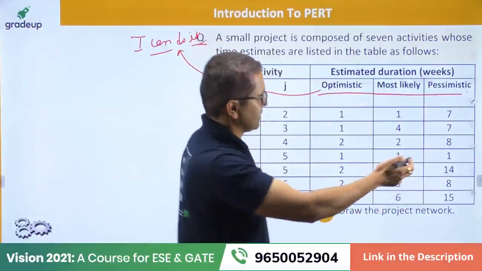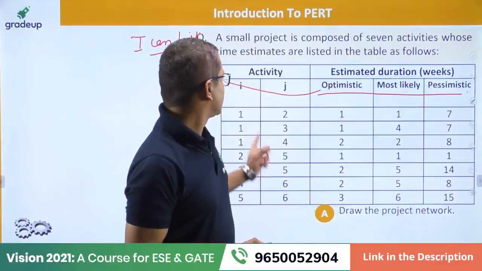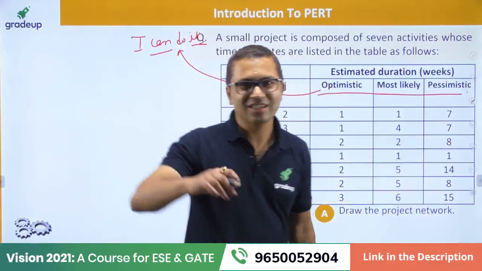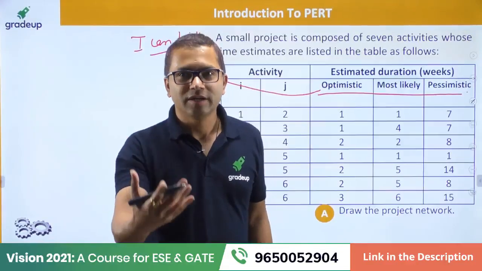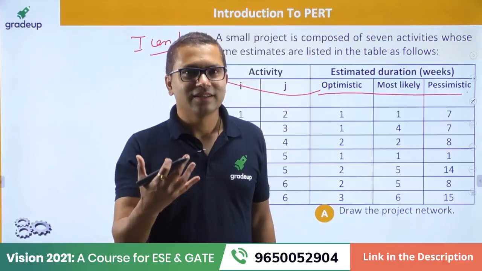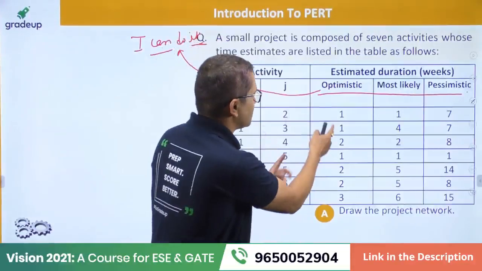That's why pessimistic time is maximum, because he says that, okay, I will be able to do this activity in 7 days, because he's pessimistic, he is doubtful. That is the meaning of pessimistic, all right? Optimistic means he is hopeful. That's why he says that I'm going to do it in 1 day.